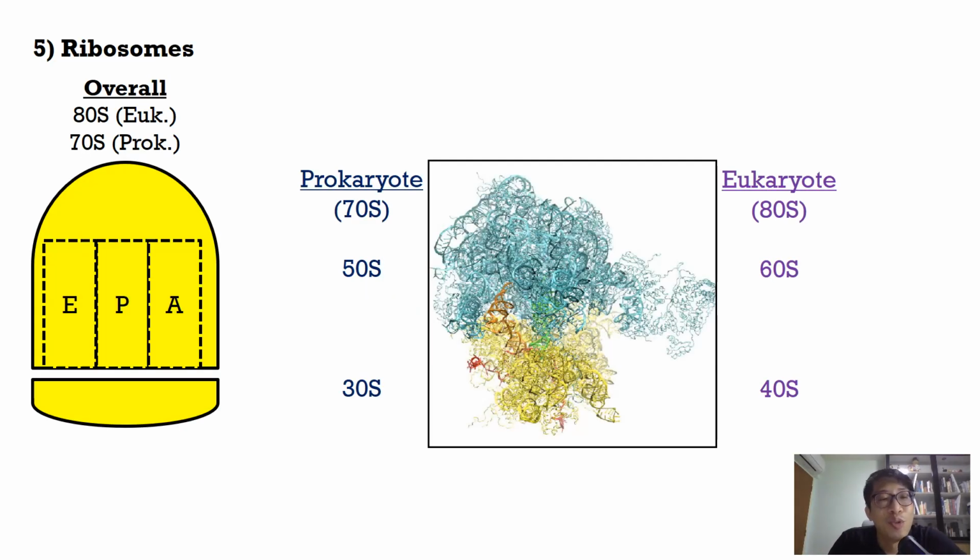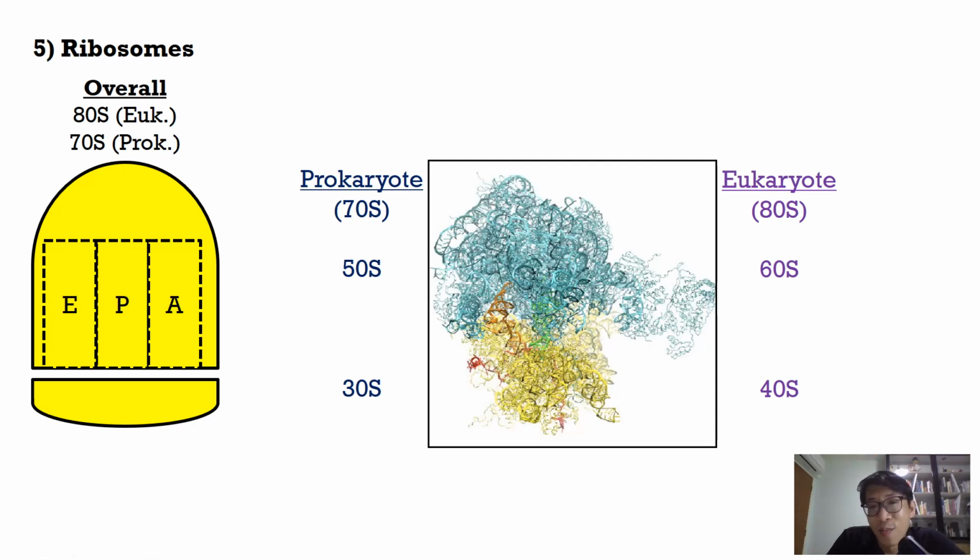Okay, so there are two types of ribosomes. The eukaryotes and the prokaryotes have different ribosomes. The prokaryotic one is known as the 70S ribosome, and the eukaryotic one is known as the 80S ribosome. The prokaryotic 70S ribosome is made of two subunits, the large subunit 50S and the small subunit 30S. Eukaryotes have a large subunit of 60S and a small subunit of 40S.